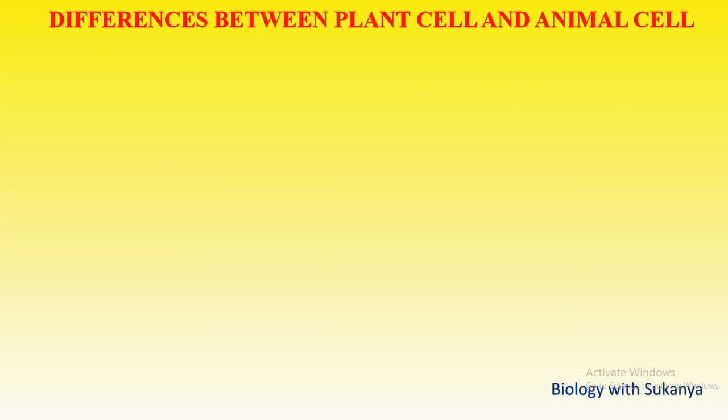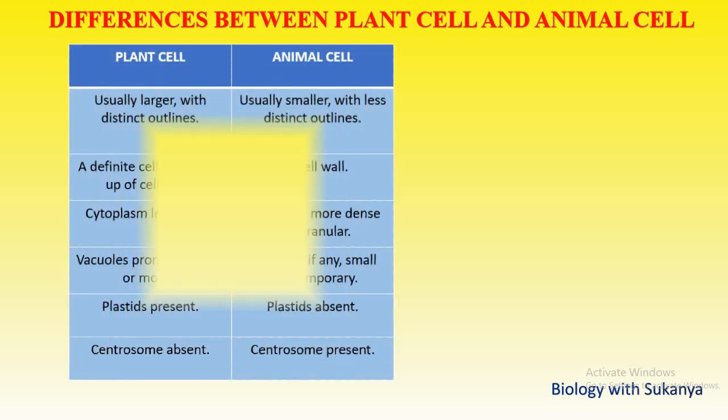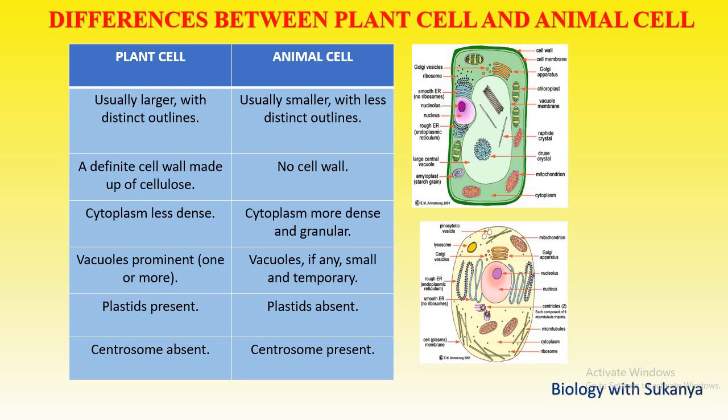Now we come to differences between plant cell and animal cell. Since we have studied all the cell organelles in detail now, we can easily differentiate between plant cell and animal cell. Plant cells are usually larger with distinct outlines. Animal cells are usually smaller with less distinct outlines. A plant cell has a definite cell wall which is made up of cellulose, as we can see over here in this plant cell diagram. This is the cell wall. Animal cells do not contain a cell wall.